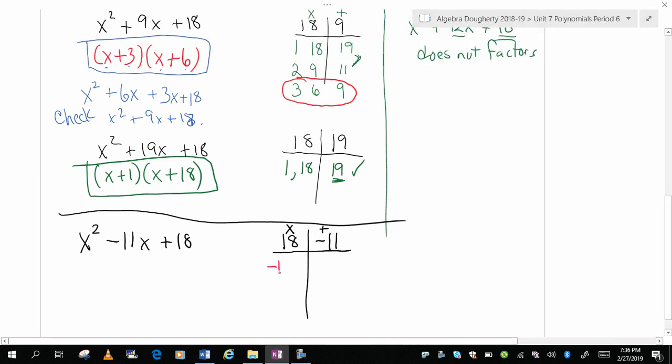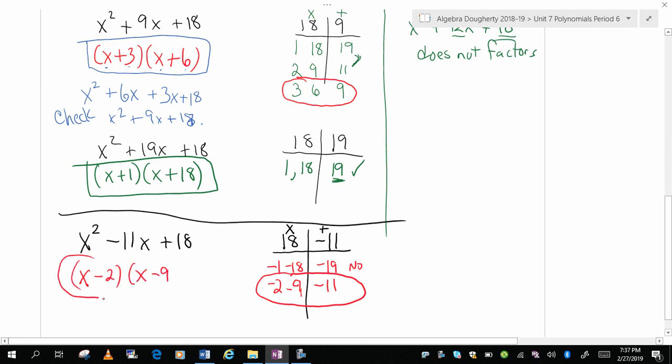So let's try negative 1 and negative 18. We'll see that's negative 19, so no. But negative 2 and negative 11, excuse me, negative 2 and negative 9, they multiply to positive 18, but they add up to negative 11. So we found our answer there. So we can have x minus 2 times x minus 9.